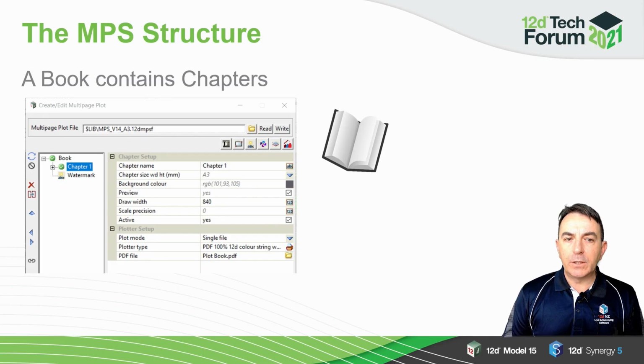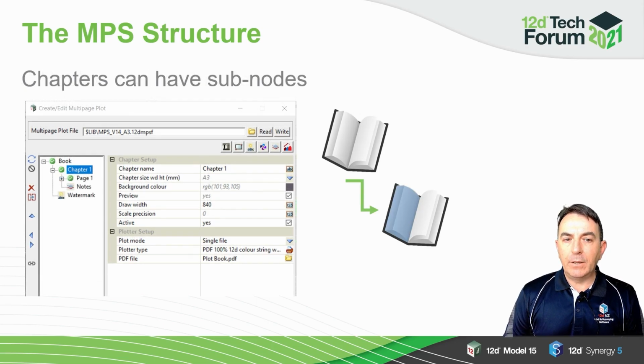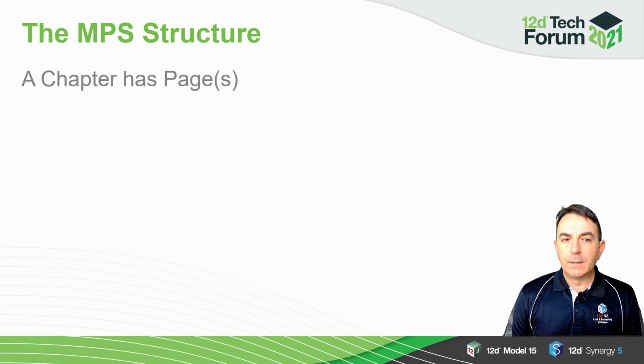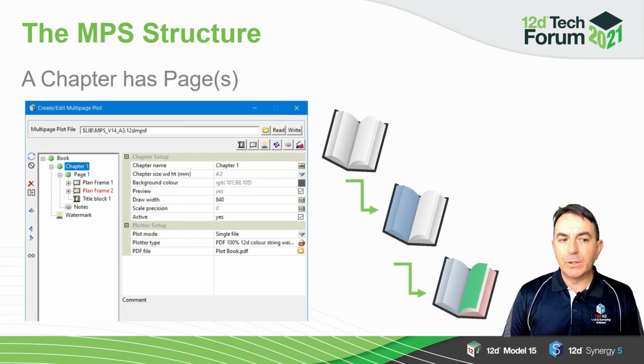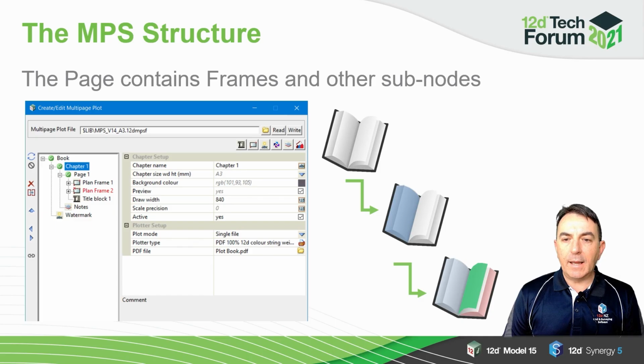The next level down is a chapter. So an MPS can have chapters, and this chapter can contain many pages or different types of plots. And again, you can have subnodes attached to a chapter level, so they will be shared or referenced down with any pages that are underneath this chapter. And finally, a chapter has pages. And these pages, again, can have subnodes attached to them, but they're going to be specific to that one page that's plotted out. These can be all of your different frame types that I'll show you. You can reference symbols and text and title blocks on a page level as well.